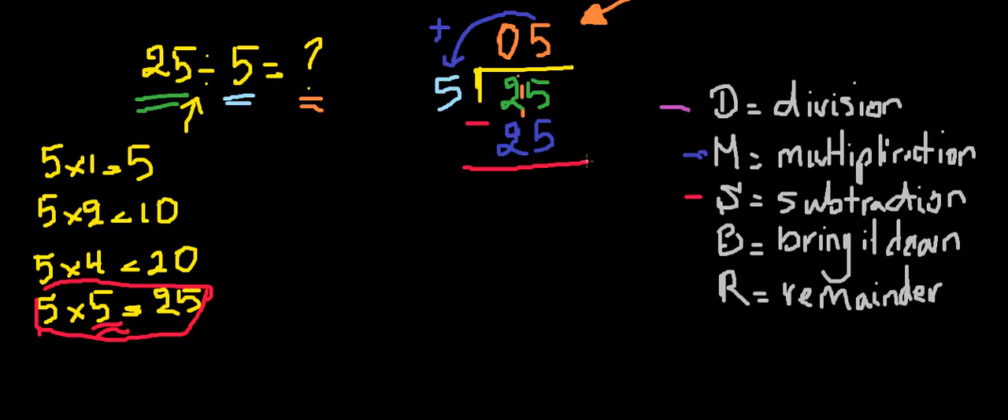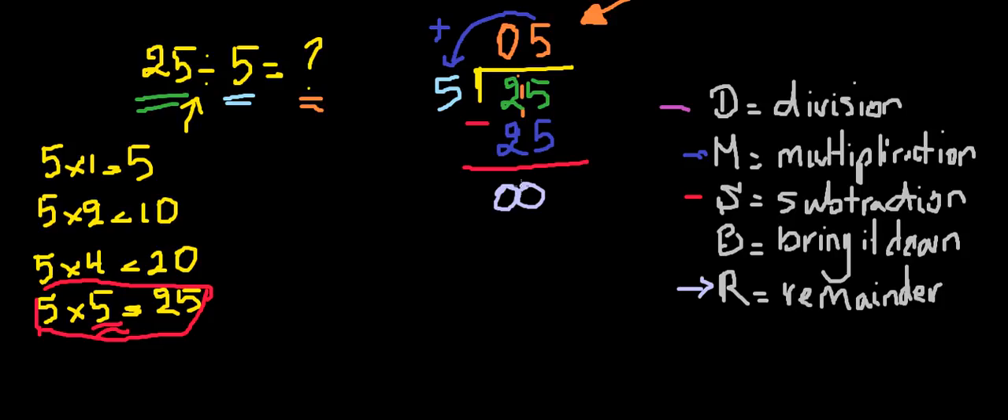Okay? I'm subtracting 25 from 25. And the answer would be, or not the answer, but the remainder of this would be 0. So the remainder would be this, okay? So the remainder would be 0.